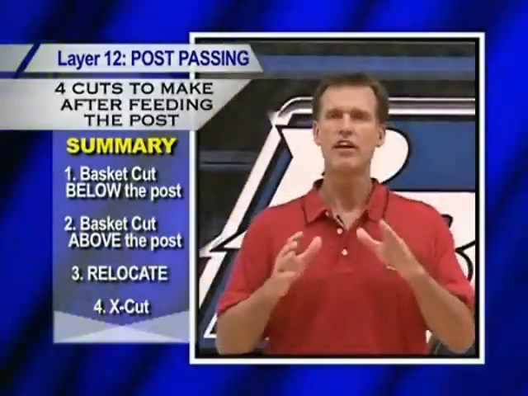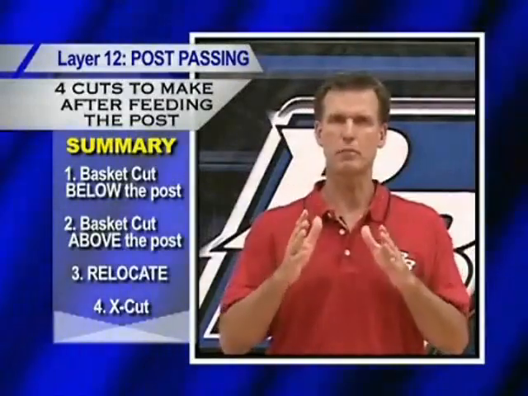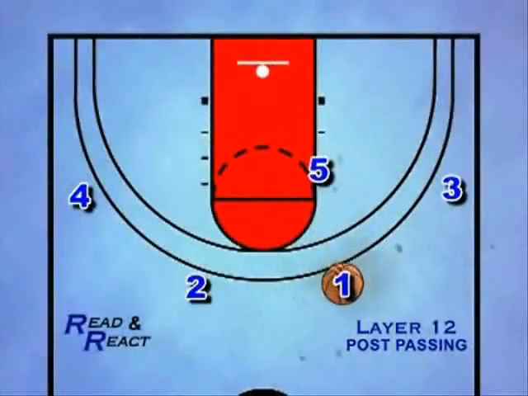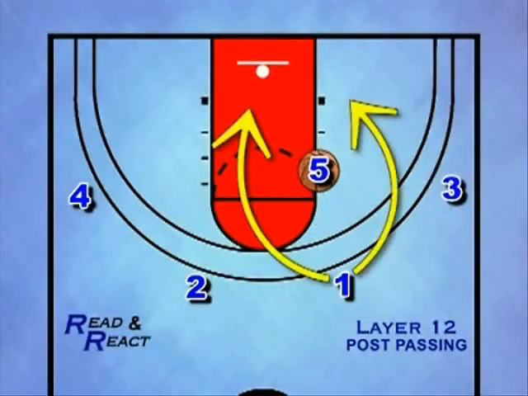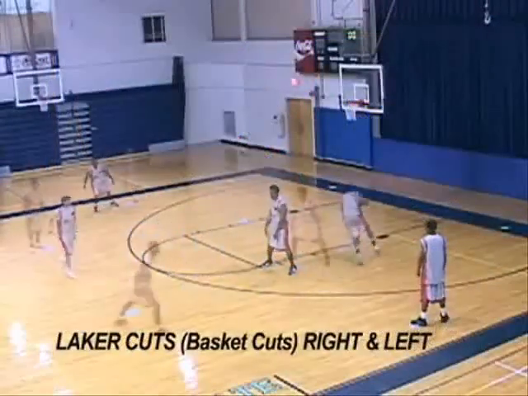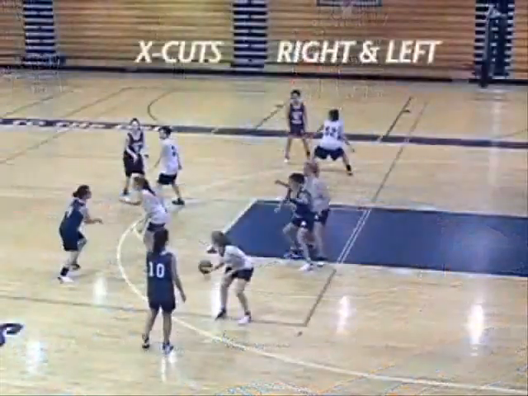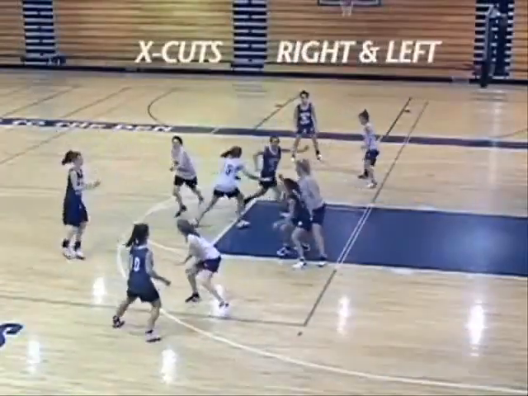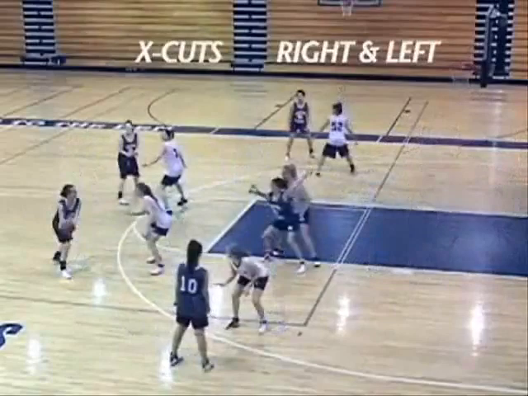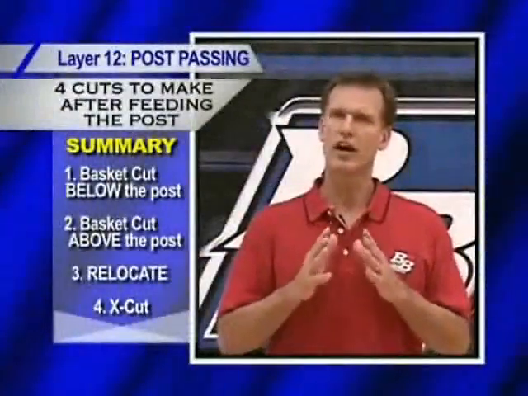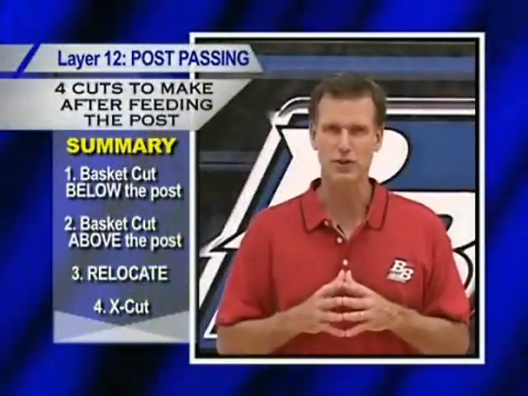By the way, these are the rules and habits for feeding the post from anywhere. If you're in the guard position and you feed the post, you still have a choice of 4 cuts. 2 basket cuts, right or left, and 2 east-west cuts. An X cut in each direction. Note that there are not any other directions for the passer to go.